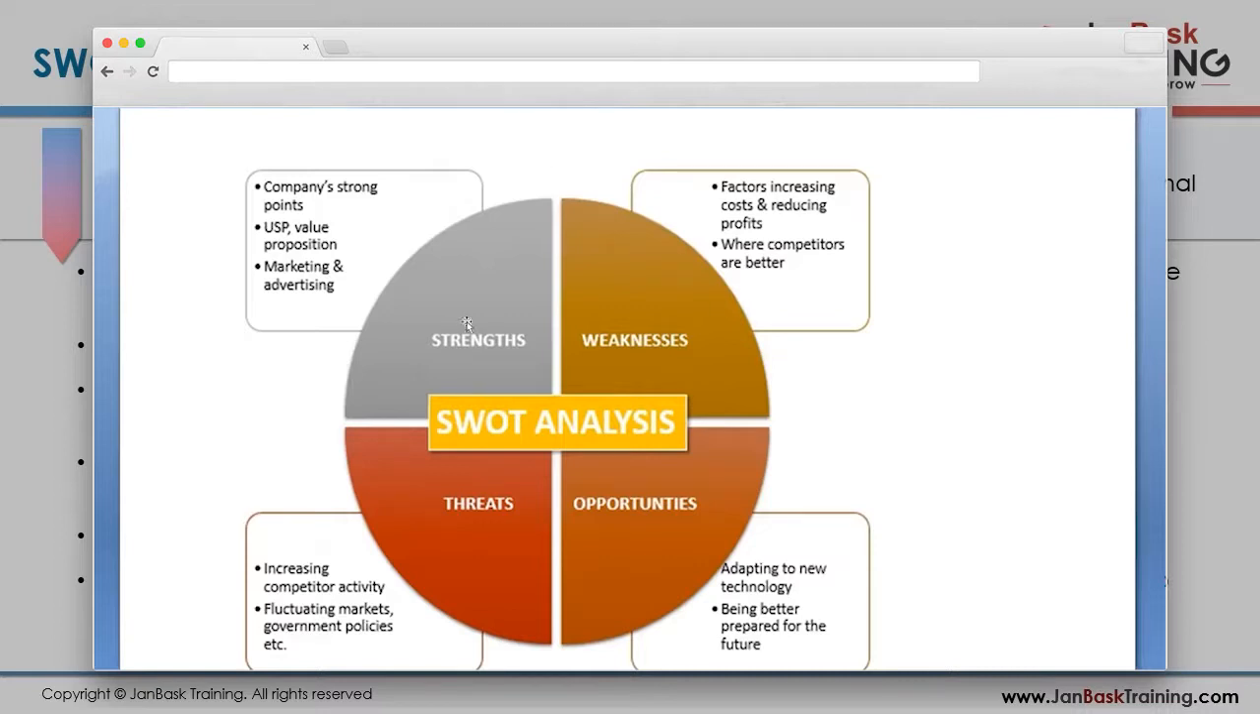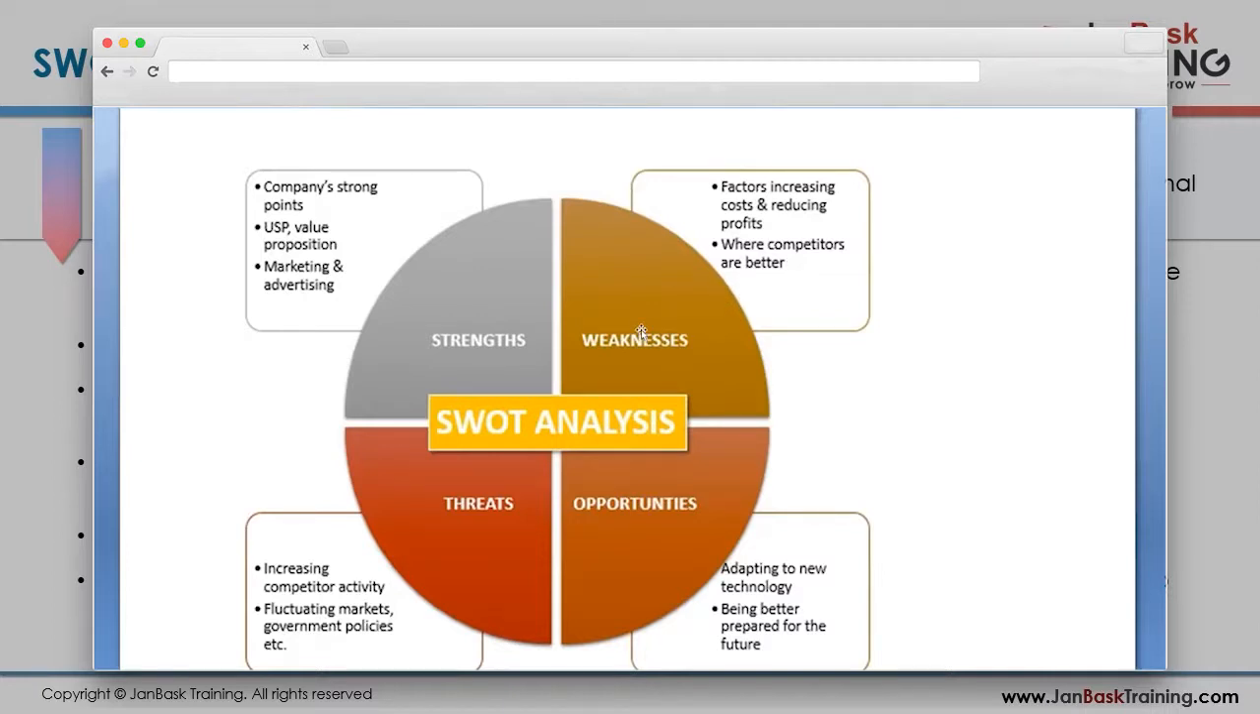These are your four quadrants on which you need to work and analyze the project you're working in: what are its strong points, what is its USP, what are its marketing techniques and advertisements, what is its strength, and what are the weaknesses of this project. Do I have big competitors, right? Are competitors better than us? What is our market share? Who are all our customers? Is the cost increasing or are the profits decreasing? What kinds of weaknesses are there? So you're going to analyze on that.